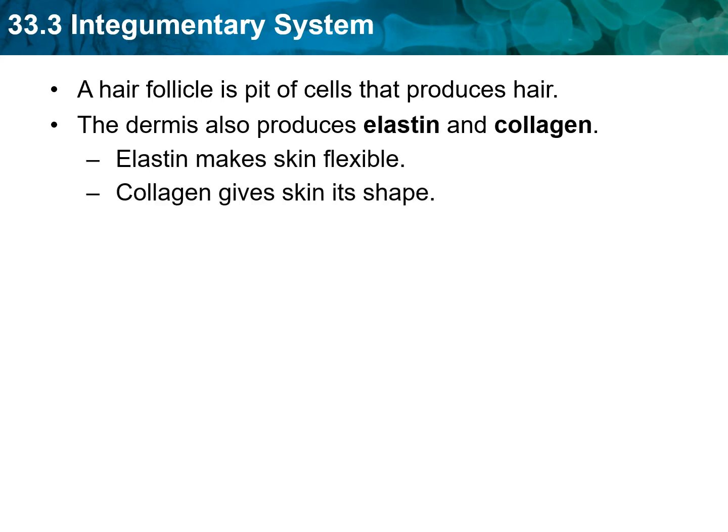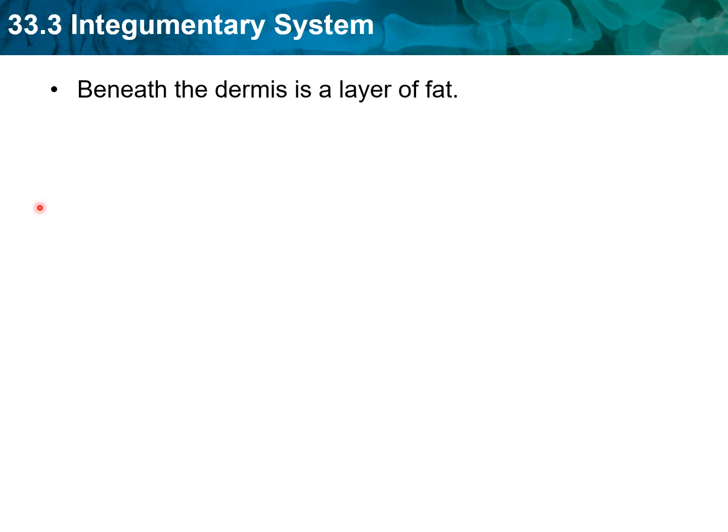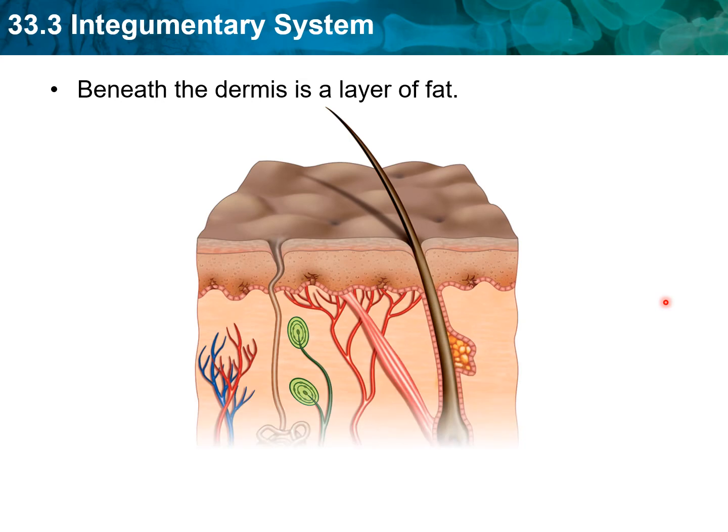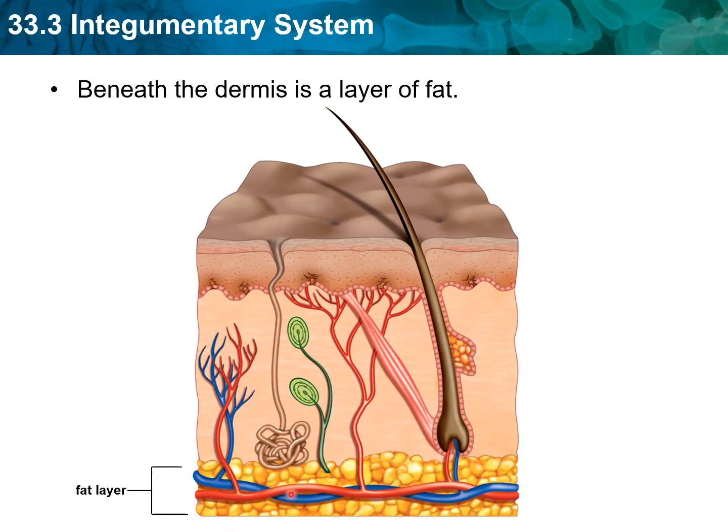The dermis also contains elastin and collagen. I'll let you search for these 2 later, or copy the function of these 2 proteins in your notebook. Now, beneath the dermis, we have the last layer of skin, which is the fat layer, or what we call the subcutaneous layer. The size of this layer is different from one person to another, from one species to another, based on how much fat there is under the skin.